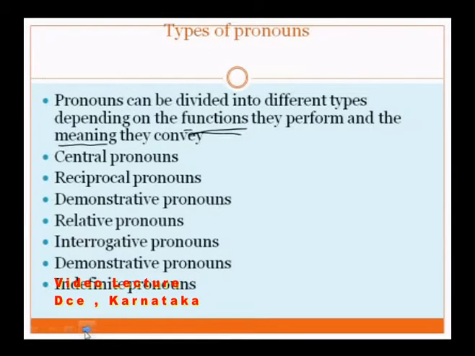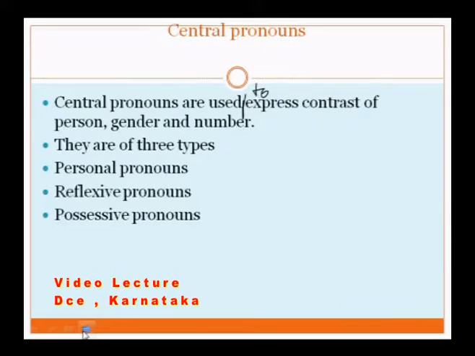Now, later on, we went on to understand the types of pronouns. Pronouns can be divided into different types: central pronouns, reciprocal pronouns, demonstrative pronouns, indefinite pronouns, interrogative pronouns, compound pronouns. These are the divisions. First, we began our understanding of central pronouns, as they are used to express what?